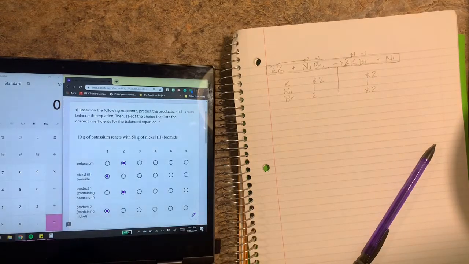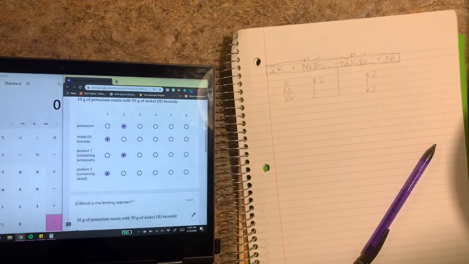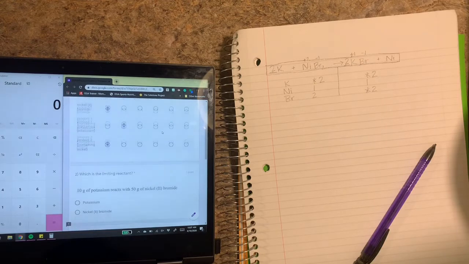Okay, so that's the way that you would navigate this first part. You do have to put in a number for each of the reactants and products, and if there is not a coefficient, you put a 1, okay? And you shouldn't need to go beyond 6.